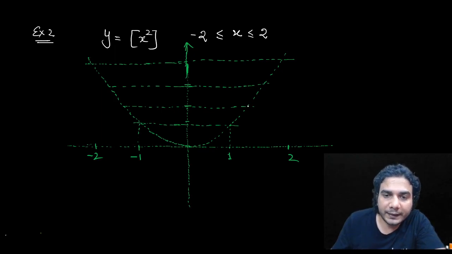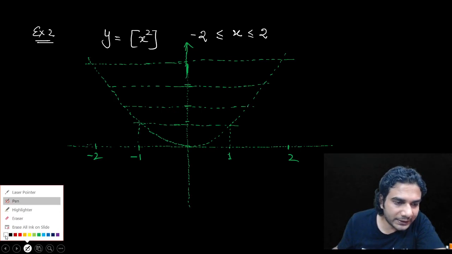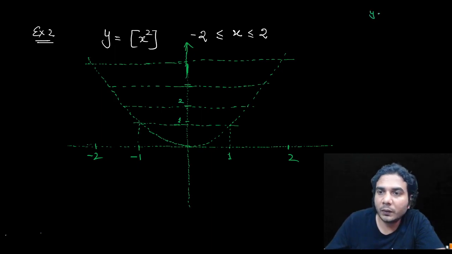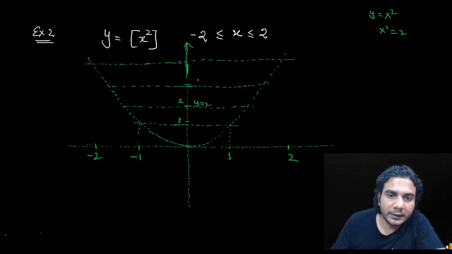See, I need to find this point first of all. Now I need to find these points because I know at x is equal to 1, it is 1, right? But for which value will y is equal to x square be 2? So x square is equal to 2, equate them. This line is y is equal to 2 line, this line is y is equal to 3 line, and this line is y is equal to 4 line. So equate x square with 2, and you'll get x is equal to plus minus root 2.